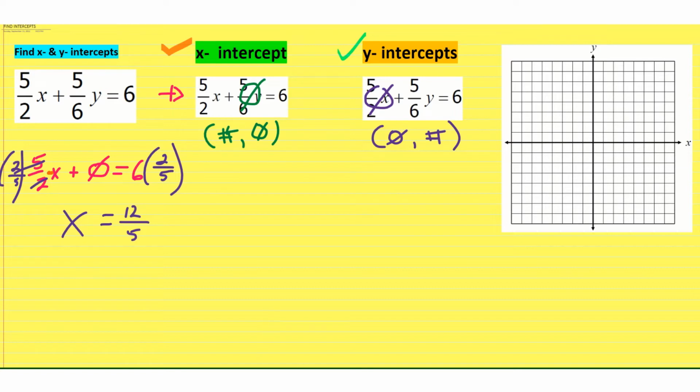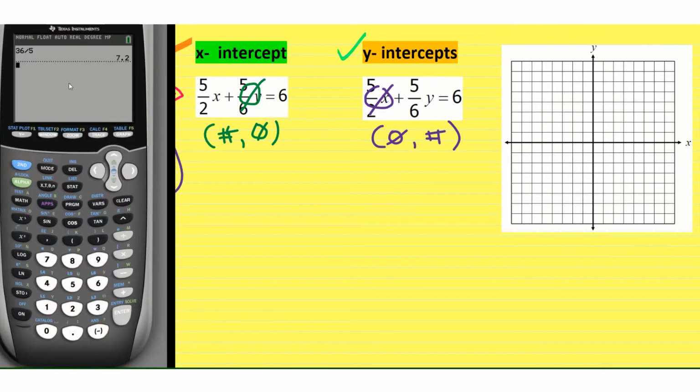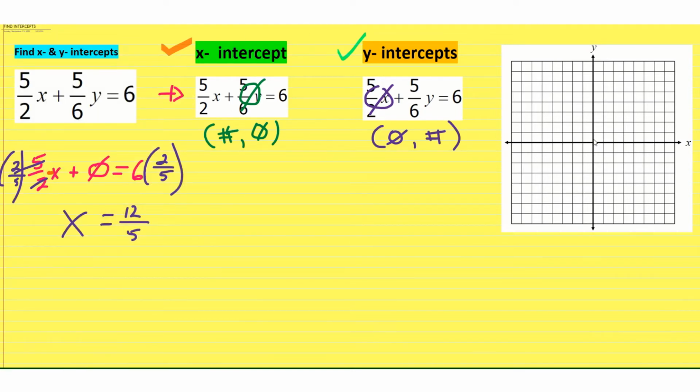Well, if I want to find out what that is, makes it easier for me to graph it, I can pull up my handy-dandy calculator and do 12 divided by 5, and that would give me 2.4. So that means my x-intercept is going to be about 2.4. So there's 1, 2, about right there. Let's see, let's change that color. Let's make that 2.4 about right there.